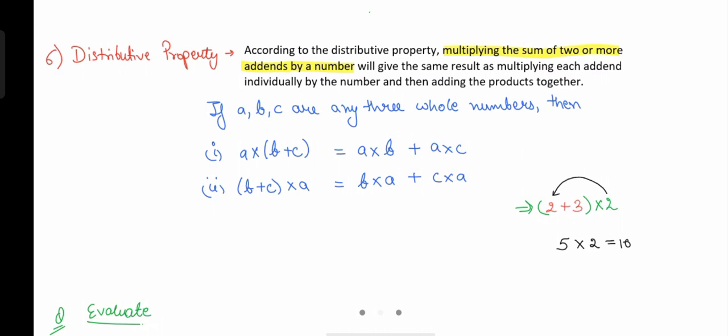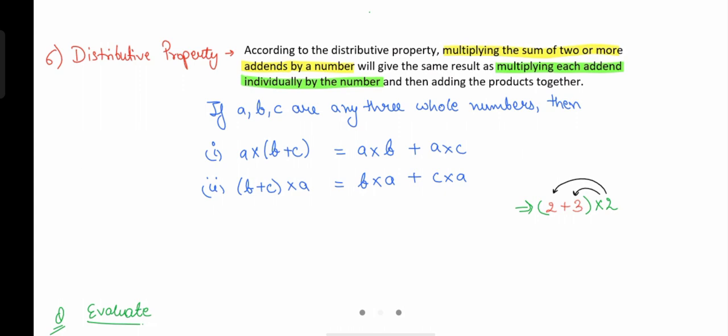I will highlight this point where it is written. It is written somewhere over here that it will give the same result as multiplying each addend individually by a number. So instead of solving with the BODMAS rule, that is solving inside the bracket first, we will just go with the distributive property. The distributive property says that you have to individually multiply these two addends. It means first you multiply this 2 and then you multiply this 3. Individually, or separately, and then you add them up.